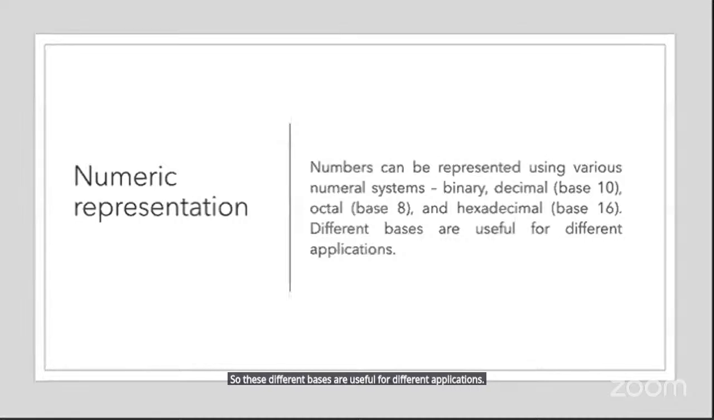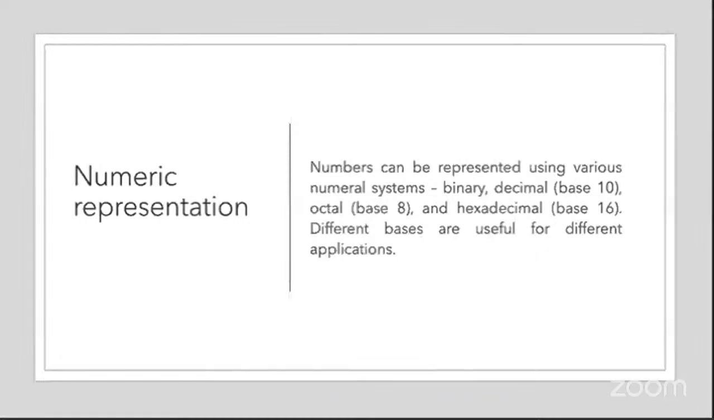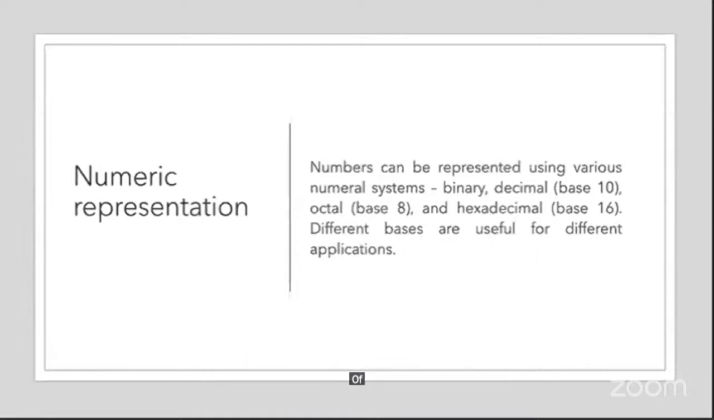So when we say numeric representation, we are referring to expressing information or your data using numbers. Simple. Of course, instead of words or other forms, but using numbers. That's numeric. It's a way of quantifying or symbolizing things to make them easier to process, analyze, or compare. When things are in numbers, it's easy to process, analyze, compare.